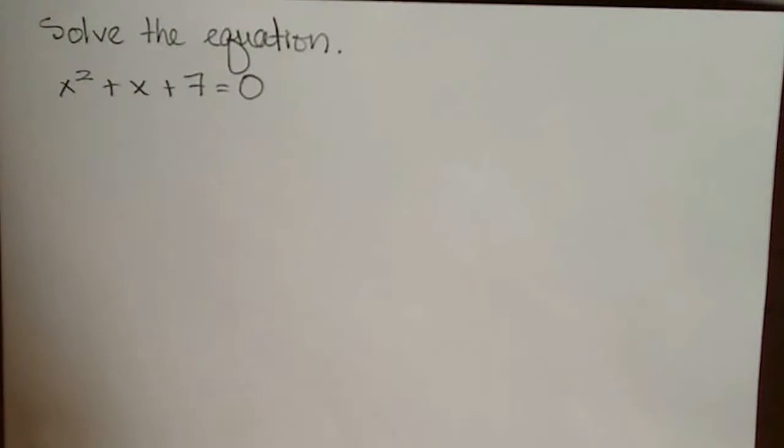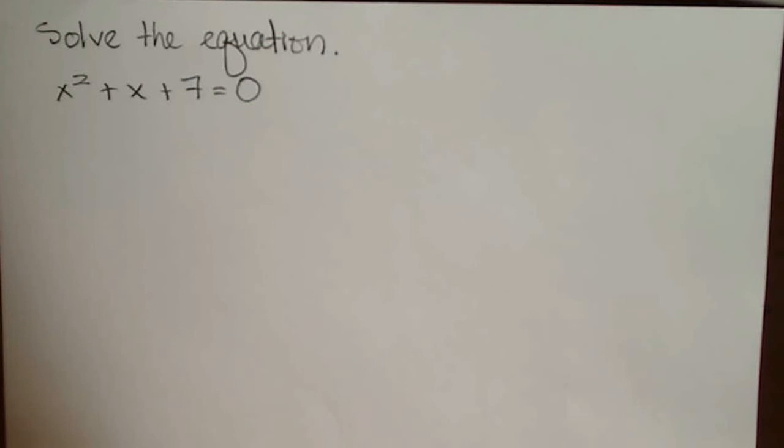For this video, we are going to solve the equation shown here, x squared plus x plus 7 equals 0. On first inspection, always try to solve using factoring. When you look at this equation, you see that it is not factorable. So our next choices are the quadratic formula or completing the square. For this purpose, we are going to use completing the square.